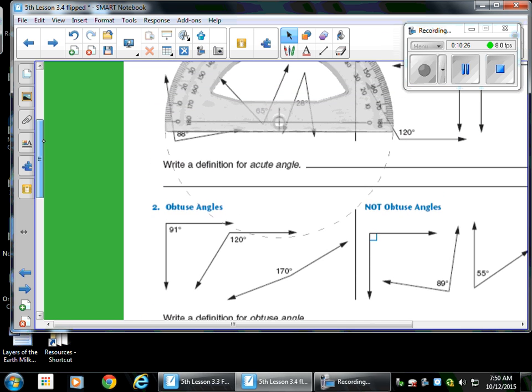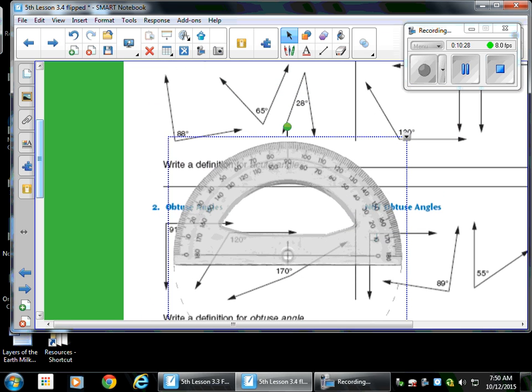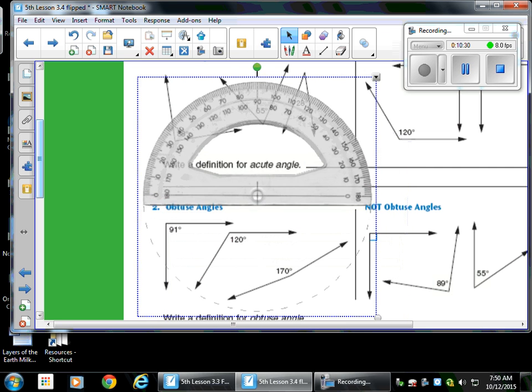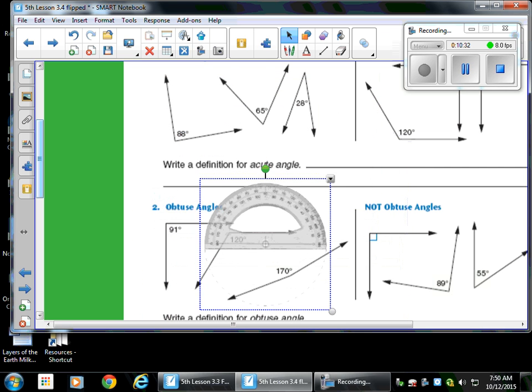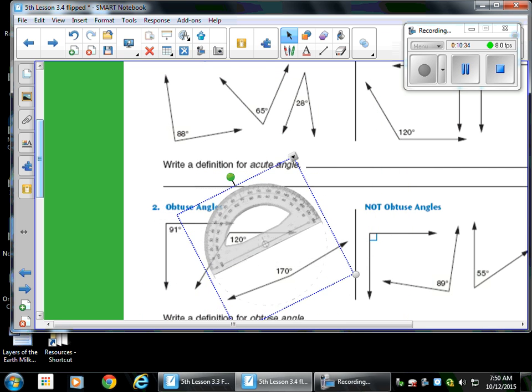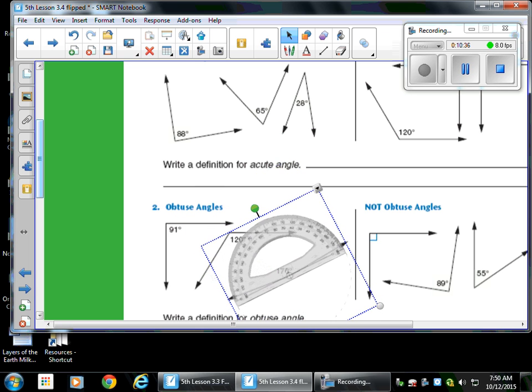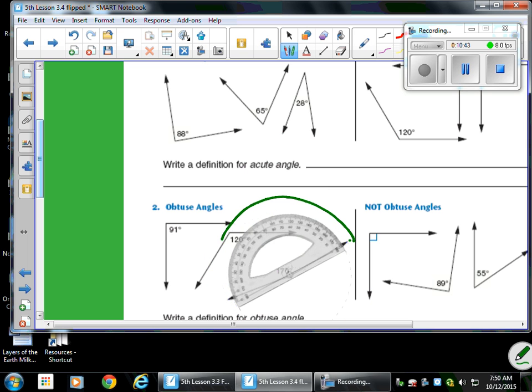Let's measure this 171. Okay. I'm going to make this a little smaller to help you out. Okay, I'm going to put it right in the middle there. Put it right on the line. I'm going to be reading from my 0 all the way over here. That's why it's at 170. Okay. I didn't pick the other number, the smaller number, because it's obviously bigger than 90 degrees. So that's why that one is not 70 degrees.